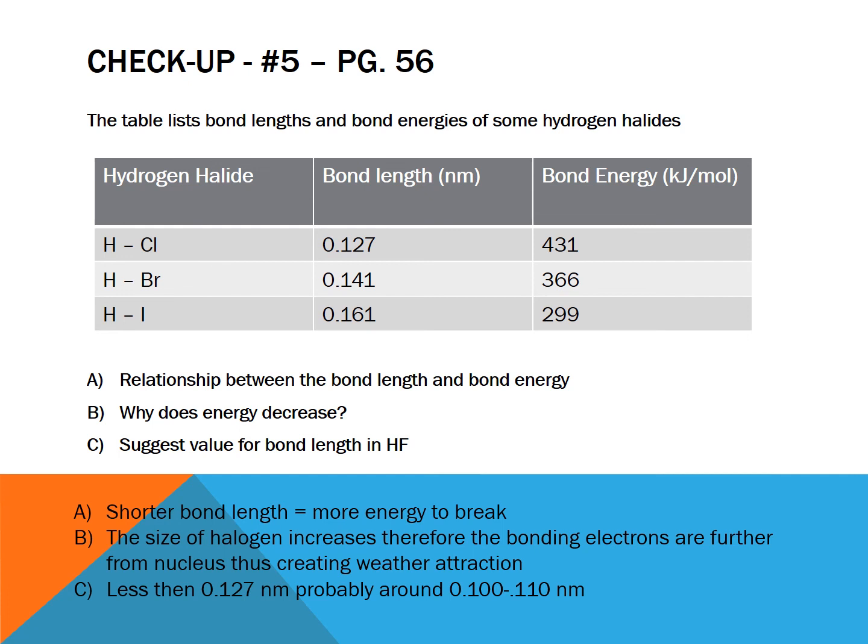Now if you look at the pattern, you should notice that HF should have a smaller length than HCl. So within 0.11 or 0.10, you should have the bond length of HF.